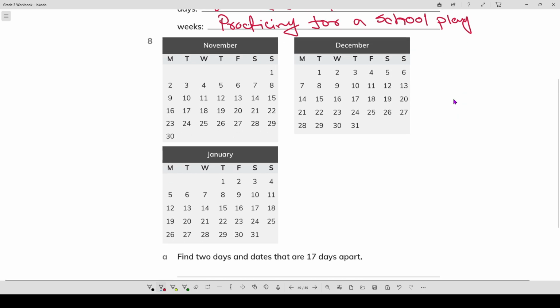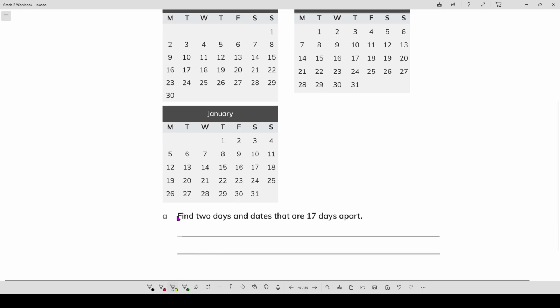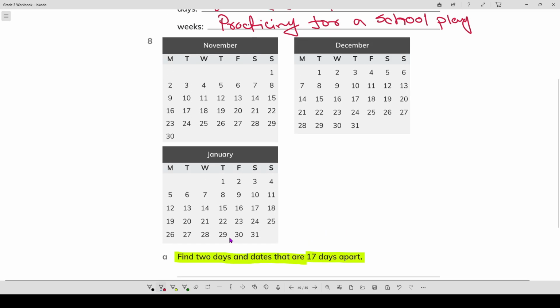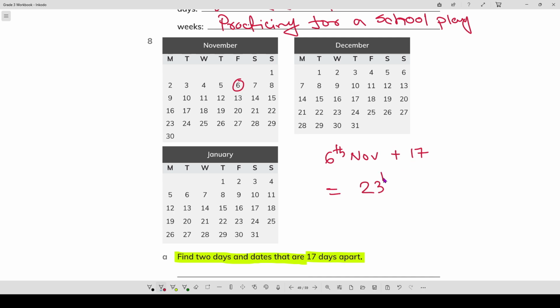Question 8. Here are 3 months of calendar: November, December and January. Our first question: find 2 days whose dates are 17 days apart. What is the simplest example? Suppose we take 6 November, and if we add 17 days, it will be 23rd November. Okay, very simple.